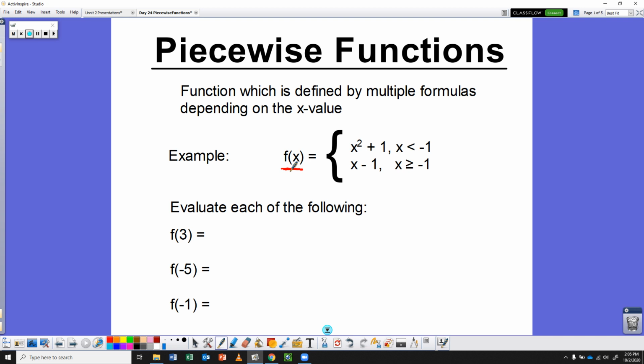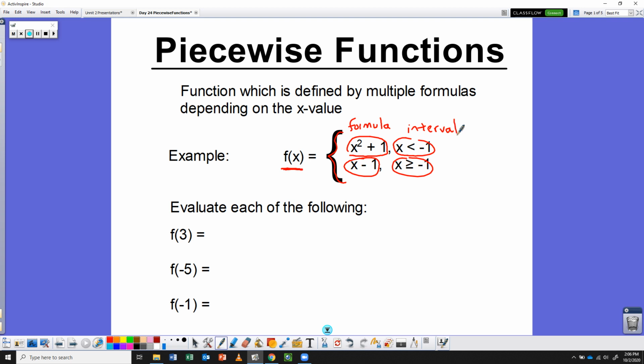On the other side of the equal sign, you're usually going to see a big curly brace, and then behind the curly brace, you're going to see multiple formulas. Now, these things at the beginning, those are your formulas. And then you're going to see a comma, and what comes behind the formulas are the intervals over which you're supposed to use each formula.